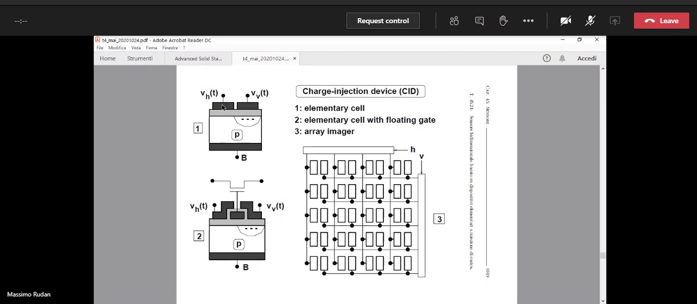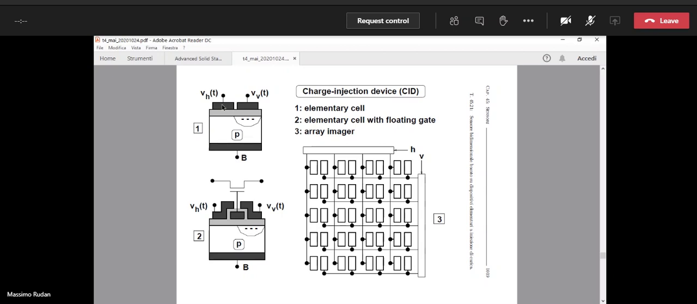We can make an observation that the reading operation destroys the information. This is true for every type of optical device that we have examined so far, because the reading operation in a photocapacitor or in a CCD or in a CID consists in injecting the charge into the substrate. So that charge cannot come back, it is lost. So after reading, we lose the information.